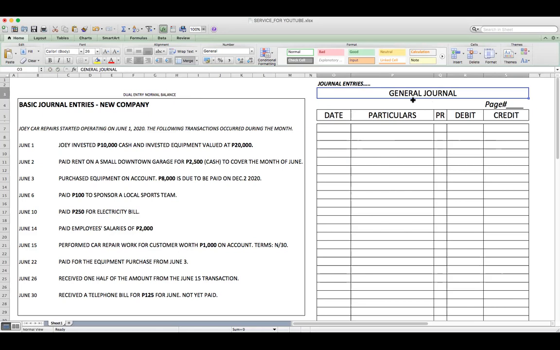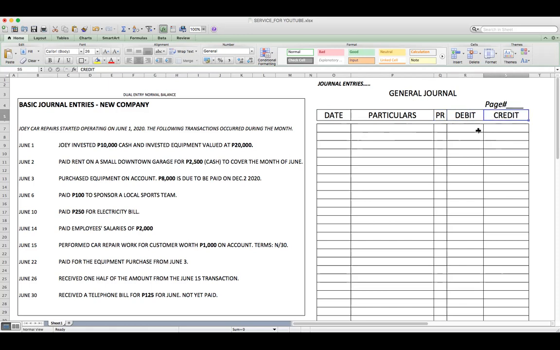Anyway, the general journal format, so we have the date of the transaction, kung kailan naganap yung event. And then may particulars, pwede ring account title na kasulat dito, and of course, pwede rin yung nakalagay na explanation. And then we have the PR o post reference, and then you have the debit and the credit.